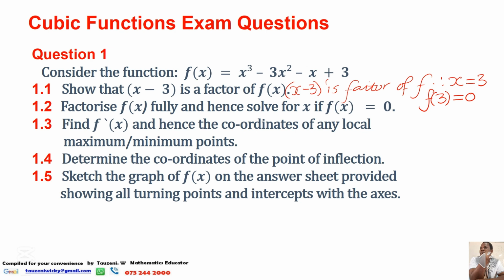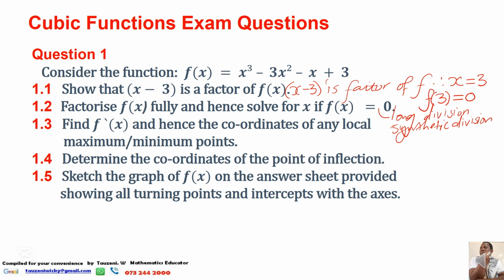Number 1.2, factorize f of x fully and hence solve for x if f of x is equal to 0. In number 1.2, we are using the factor that we got in 1.1. We have already been given one factor, so using that one factor, we can apply various methods to solve number 1.2. Factorization can be done using long division. It can also be done using synthetic division. You are not restricted on this one. You can use any method of your choice, but the development is from the factor that we got in 1.1.